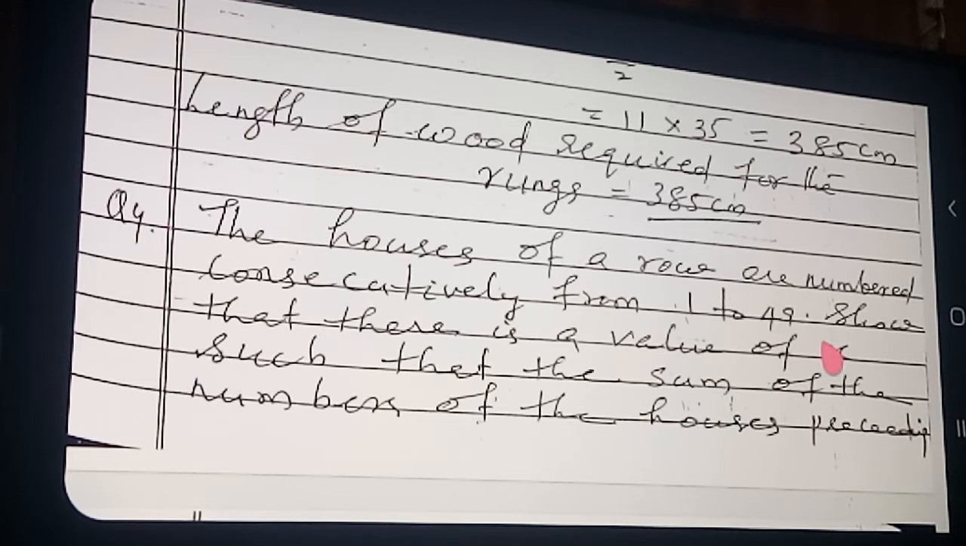The preceding house numbers added, that is, house number 1 plus 2 plus 3 plus etc., and the succeeding house numbers added, both will be the same. In such a way you find the value of that house number, that means x. That house number is given here as x. Did you get it clear? Okay.